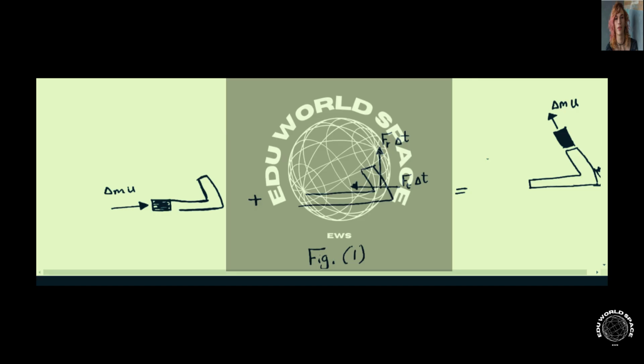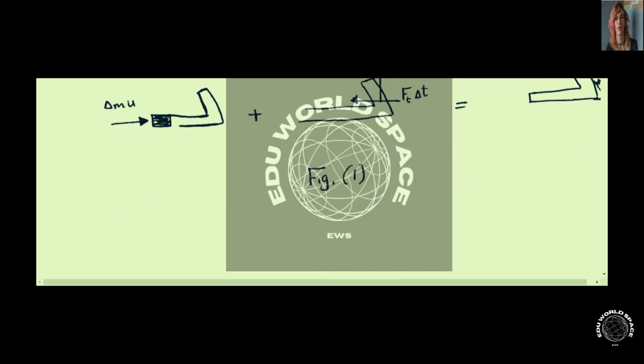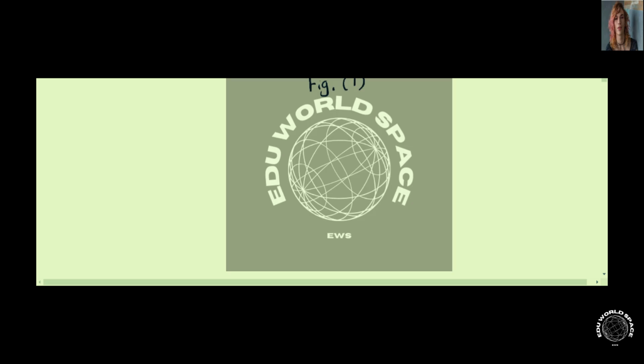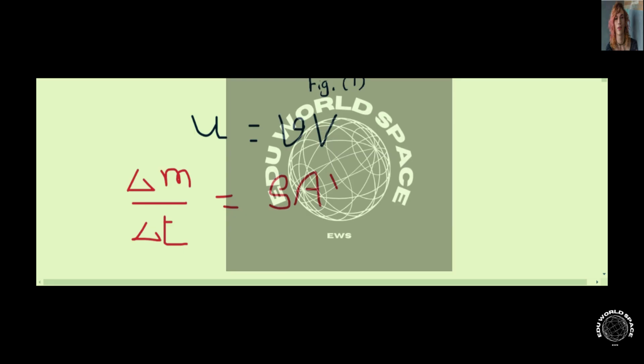The relative velocity of the stream relative to the blades can be written in the form of equation u is equal to V_A minus v. Now the mass flow rate, delta m upon delta t, is equal to rho A V_A, where V_A is the velocity at point A.